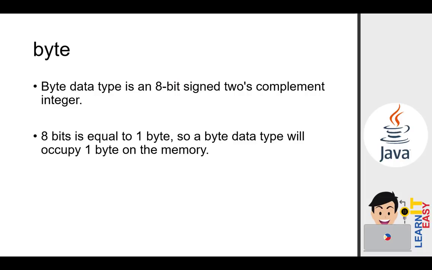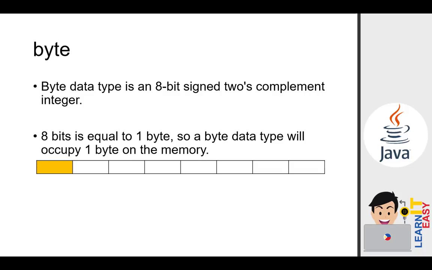So let's talk about byte. Byte data type is an 8-bit signed 2's complement integer. 8 bits is equal to 1 byte. So a byte data type will occupy 1 byte on the memory. So, let's assume that this is a memory cell in the RAM with 8 bytes available space.